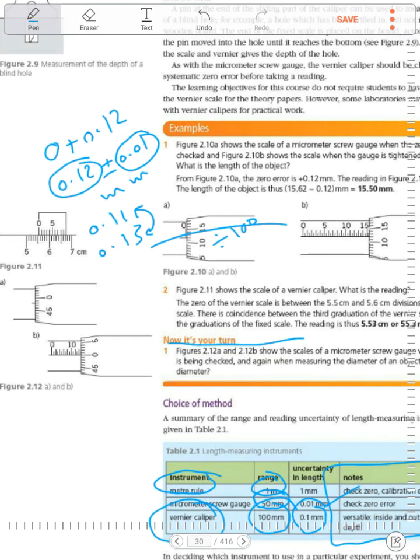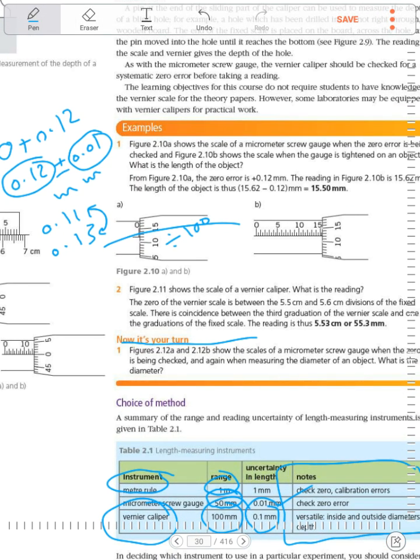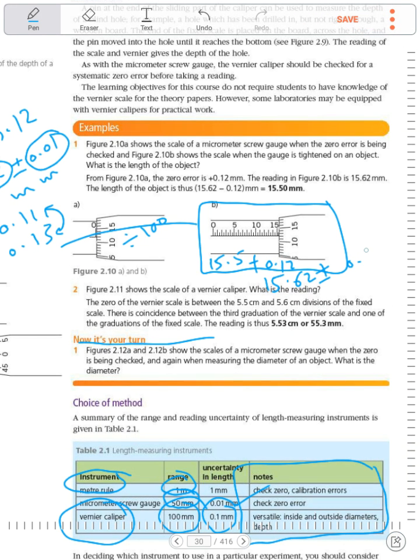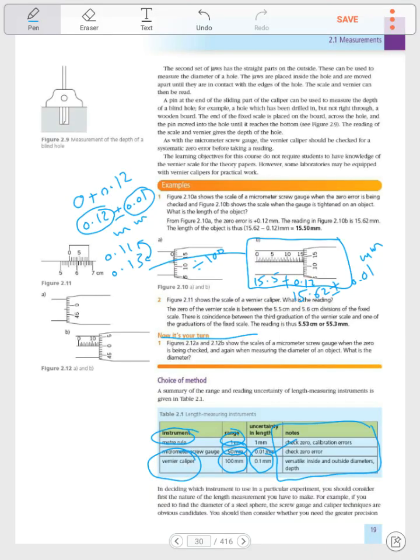Now, let's see the other one here. We have 15.5 plus 10, 11, 12, 0.12. So total is 15.62 plus minus 0.01 millimeter. So this is the way to measure the length of small things.